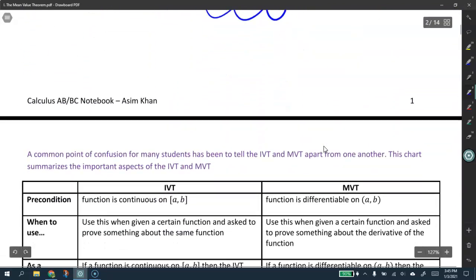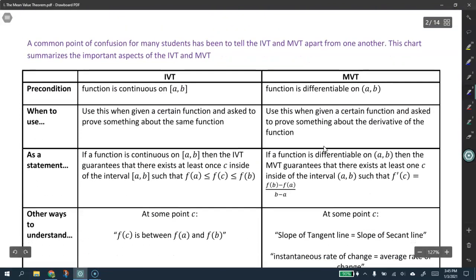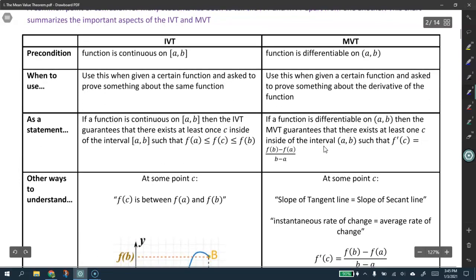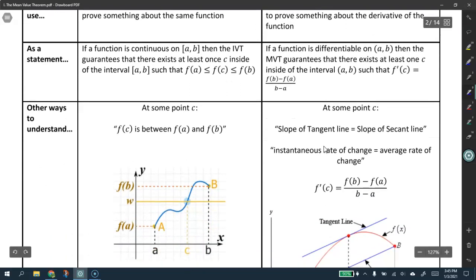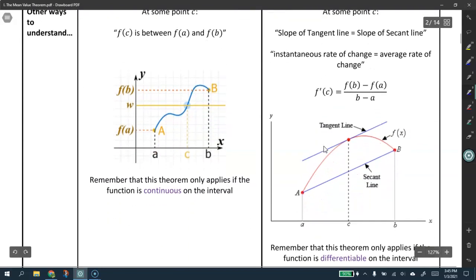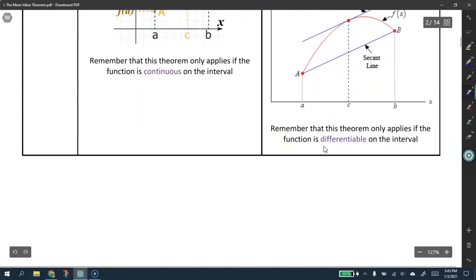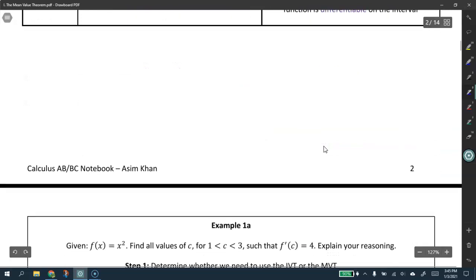Okay, so this is just a summary of basically how these two theorems are similar and how they're apart. What I will do is, after I go through a handful of examples about the MVT, I'll come back and we'll review: what is the difference between the IVT and the MVT, and some of the implications that they have.